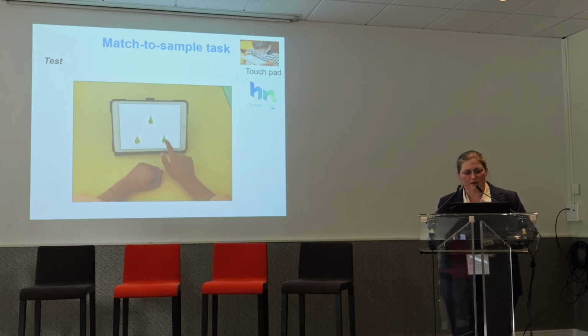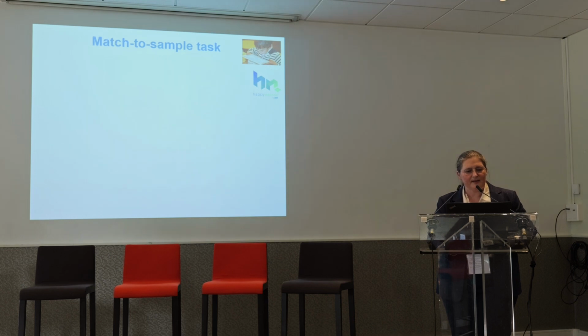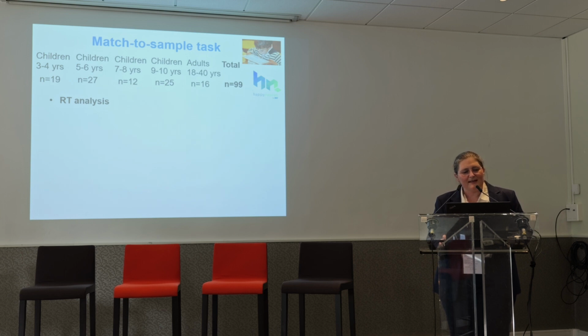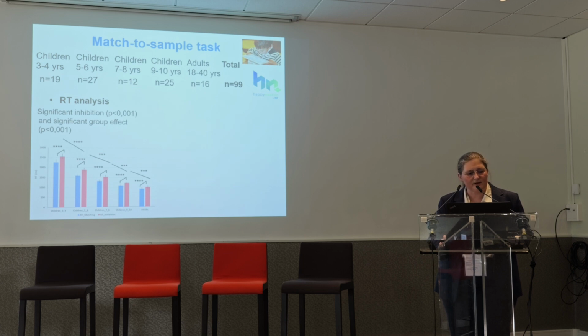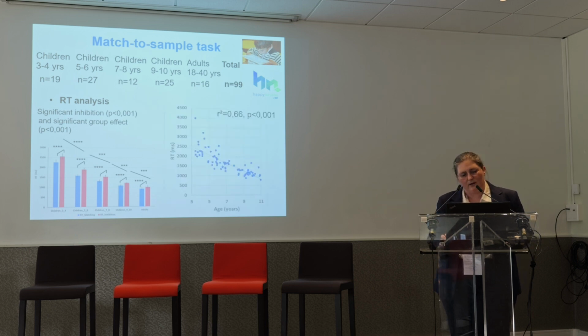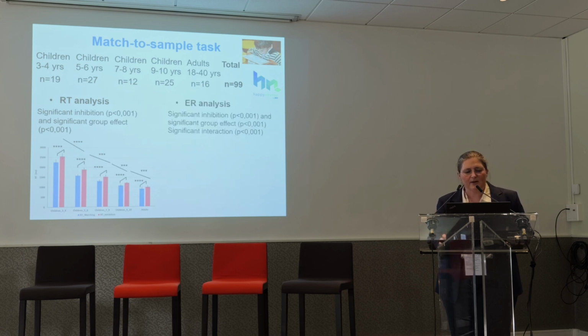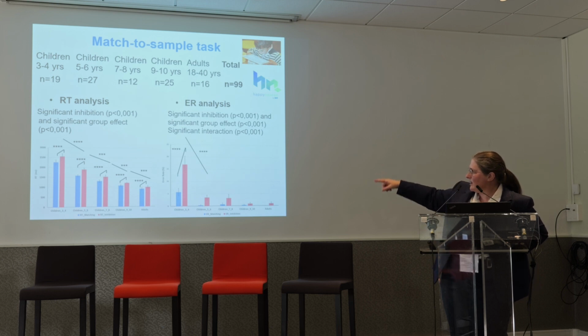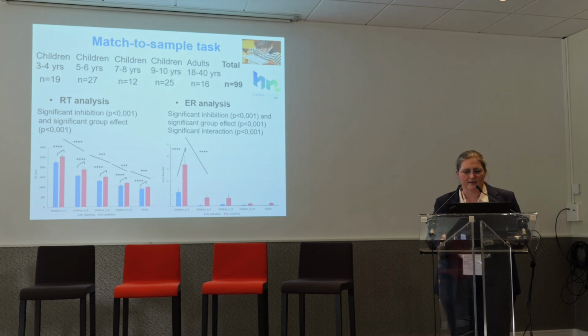So you see it goes kind of well, but now I know that you are expecting the results of the patients. We validated this task on 100 participants, and as you can see here, we found a significant inhibition and group effect. So it's children from 3 years to 10 years and adults. And of course, there was an effect of age on the reaction time. And on error rate, we find a significant inhibition and group effect. As you can see here, it was really the youngest children who made the most mistakes.